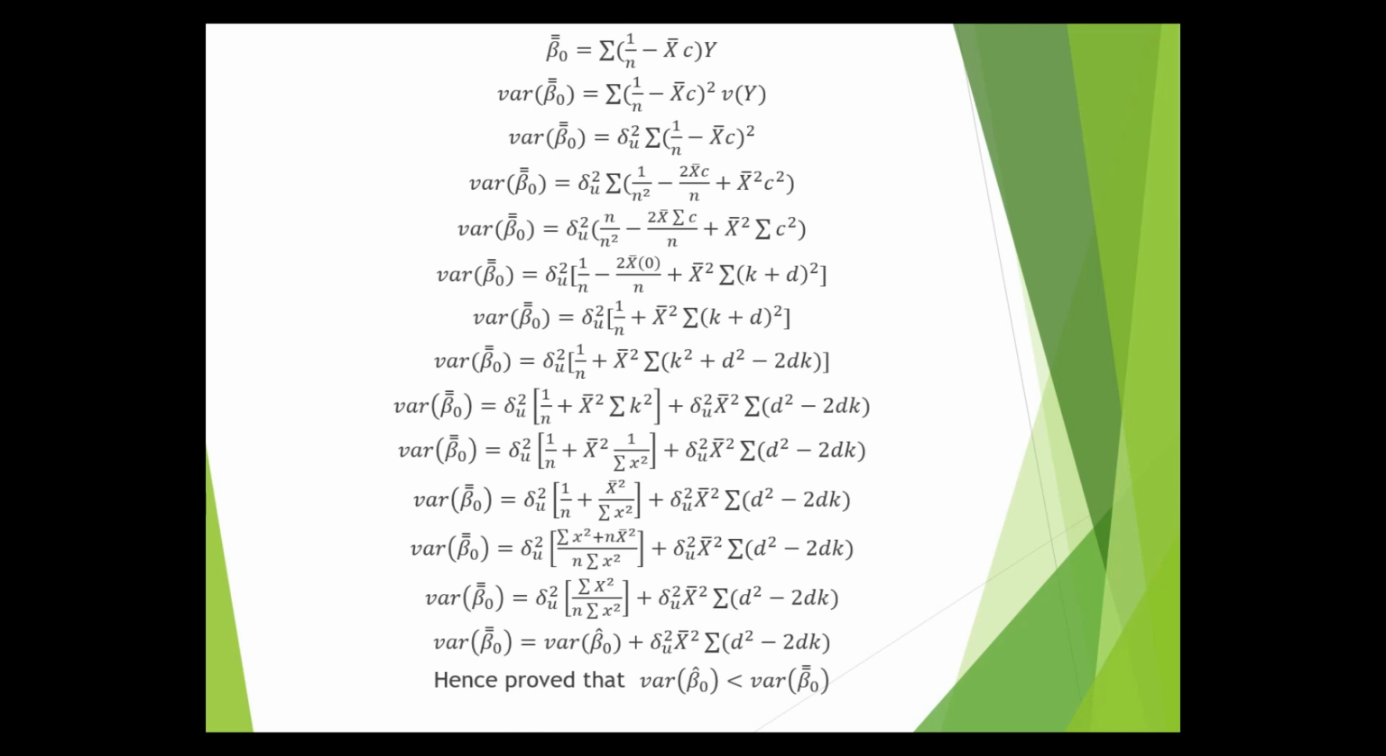These properties are called BLUE properties as well: B for bestness, L for linearity, U for unbiasedness, and sometimes E is mentioned as an efficiency factor, because a parameter estimate which possesses all these three properties is considered efficient.